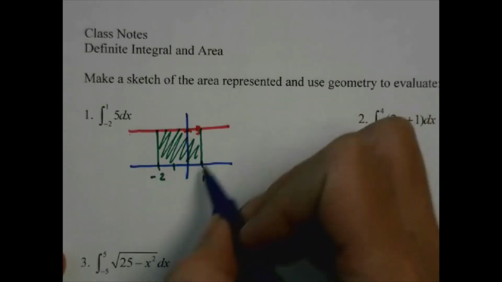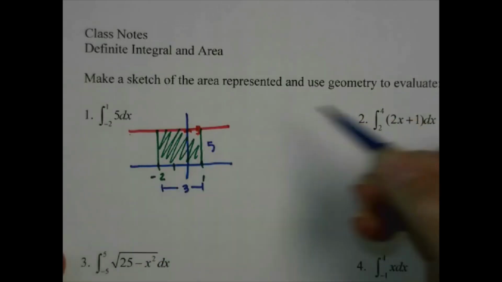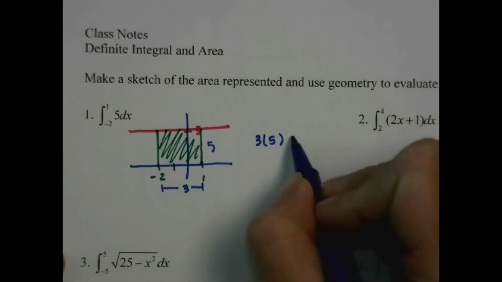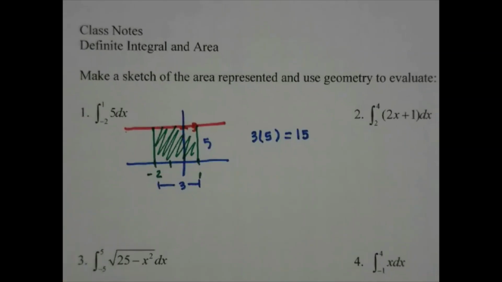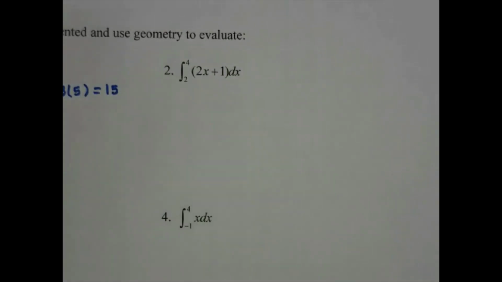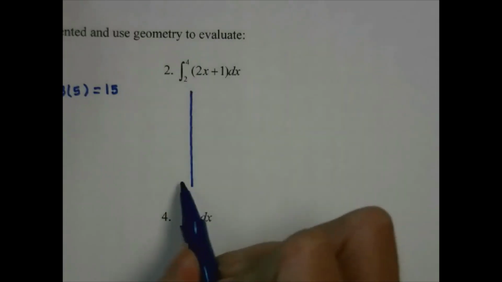So we'll multiply the width times the height. So this is 3, this is 5. So this area is going to be 3 times 5. So the integral is going to be 15. Here we've got from 2 to 4 of 2x plus 1. So we'll go ahead and graph that.